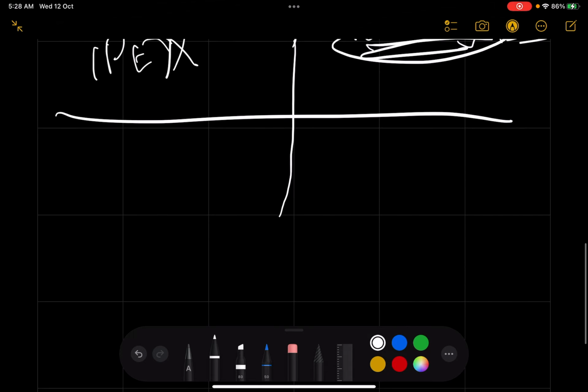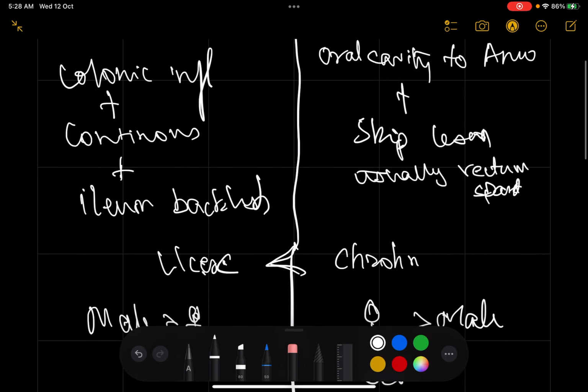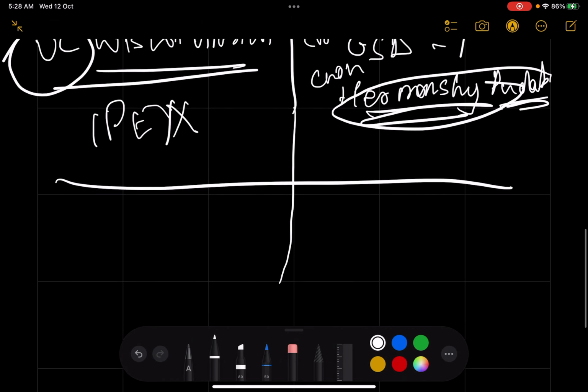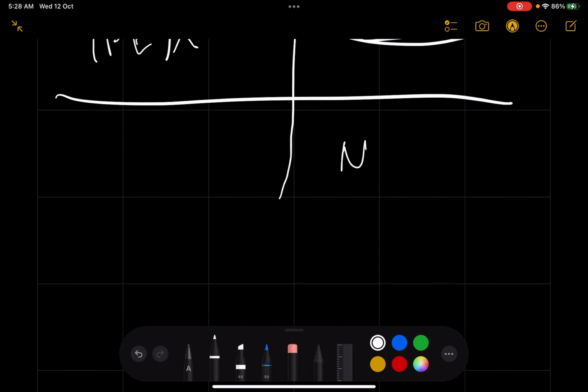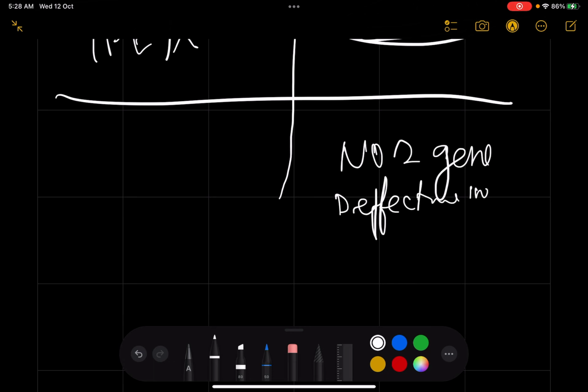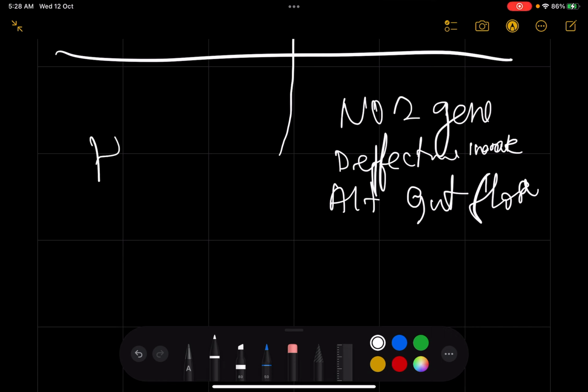Genetics of Crohn's is simple. It's associated with the NOD2 gene. There is a defective innate immunity, and there's altered gut flora, which is causing all of this. And UC is actually associated with HLA DR1 and DR3.